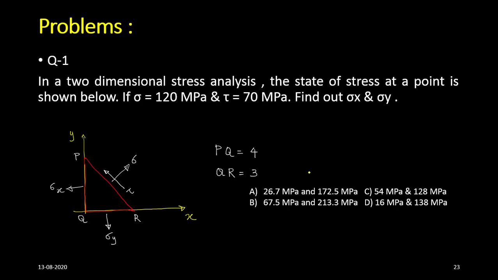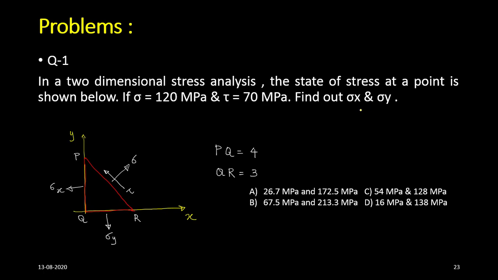Okay, now we are done with the theory part. Now we will see a couple of questions. Okay, question number one. In a two-dimensional stress analysis, the state of stress at a point is shown below. If sigma is 120 megapascal and tau is 70 megapascal, find out sigma x and sigma y.